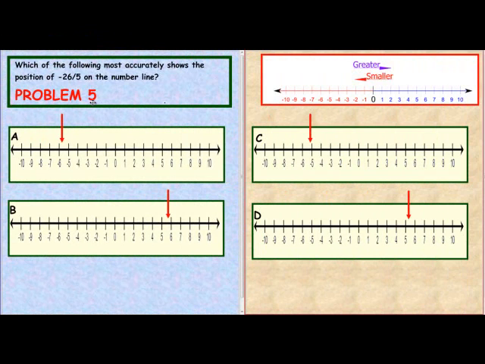Problem 5. You must look at this one very, very carefully. Which of the following most accurately shows the position of -26/5 on the number line? You'll notice we have A, B, C, and D again. If you would, please pick up a pen and pause the video while you figure out the answer to this one. Please do that now.